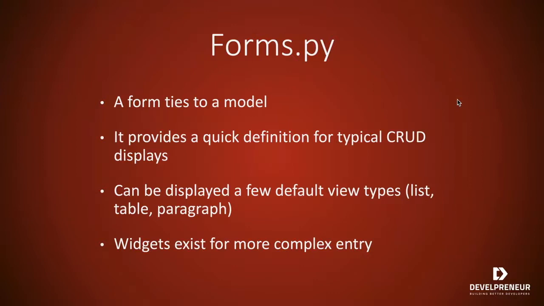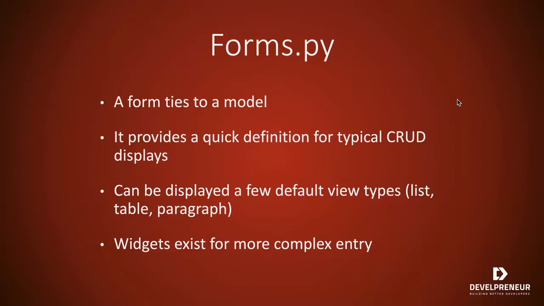Once you put together a form, or tie a form to a model, there are three view types essentially that are provided, and we'll see some examples of these in a few minutes. And they are list, table, and paragraph. And if you think about it, that's probably more or less how you put together any form data or any form view that you put together.